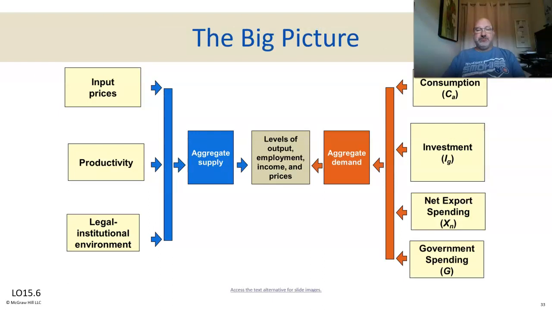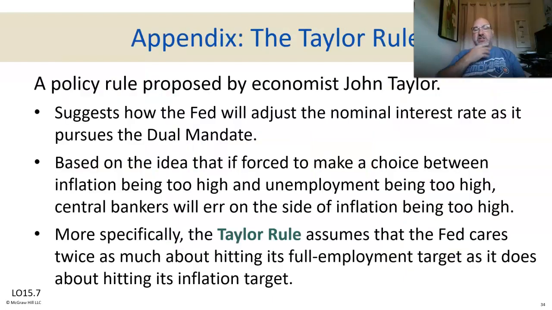So your big picture on the supply side, input prices, productivity, and legal institutional environment are aggregate supply. C, I, G, and NX are going to give you aggregate demand, and that gives us the levels of output, employment, income, and prices. So the Taylor rule is the policy rule proposed by John Taylor and suggests how the Fed would adjust the nominal interest rate as it pursues the dual mandate.